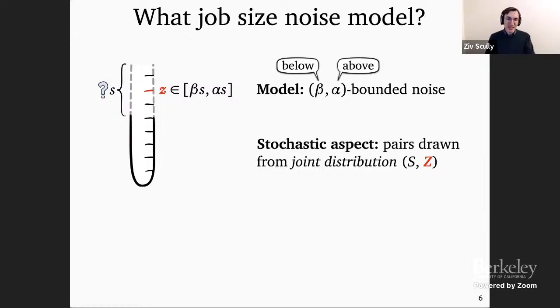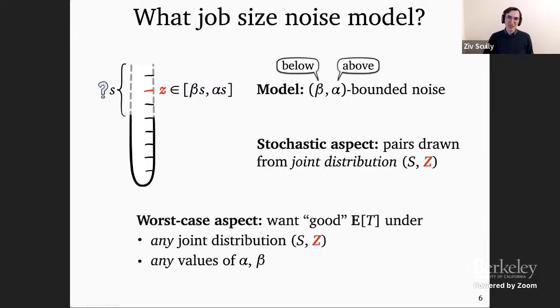We're going to try and schedule in a way that gets good mean response time no matter what this joint distribution is. In fact, we're also going to try and do it without knowing what alpha and beta are. So this is a sort of semi-adversarial problem where an adversary is choosing the noise model. It's going to be beta-alpha bounded, but it's choosing the noise model. And we, without knowing the exact distribution they chose, without knowing what alpha and beta are, are going to try and achieve good performance. That's the noise model we're considering.